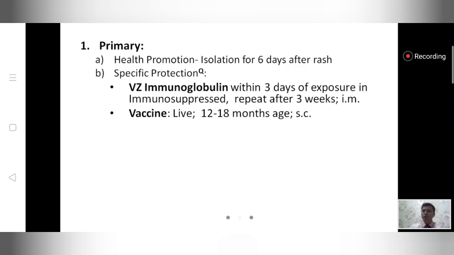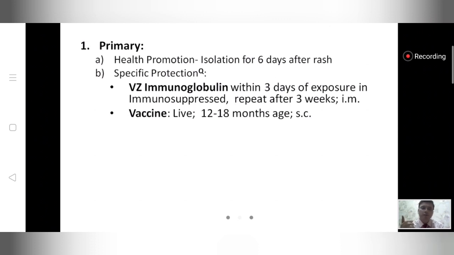Come to the last part, the prevention and control. The primary, secondary, tertiary. I have taken a class before this wherein I told only about prevention. Any prevention in community medicine or any disease talk about in three terms: primary, secondary, and tertiary. In primary, you have two things. What is that? Health promotion, specific protection.